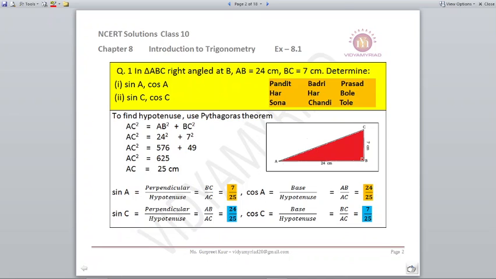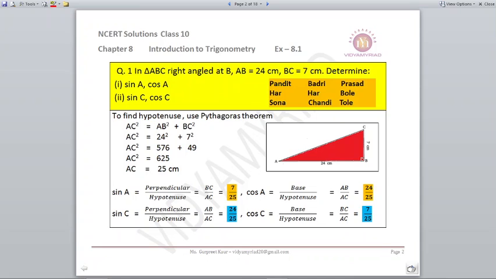Now we have to find sin A, cos A, sin C, cos C. We have already learnt the trick, Pandit Badri Prasad har har bole sona chandi tole. Using that trick we can very easily find what sine is. Sine is P upon H, or perpendicular upon hypotenuse, where perpendicular can also be taken as the opposite side of the angle. Now A is the angle, its opposite is BC, that becomes the perpendicular, that is 7. And the hypotenuse we have just found, AC, that is 25. So 7 upon 25 is sin A.